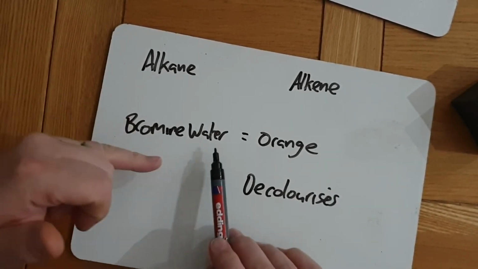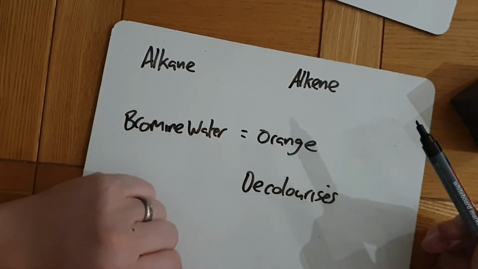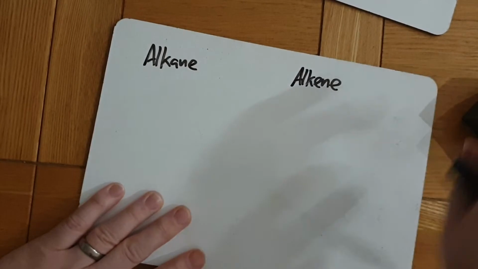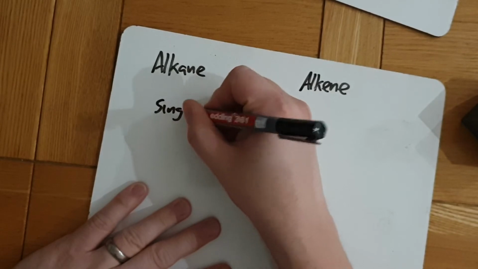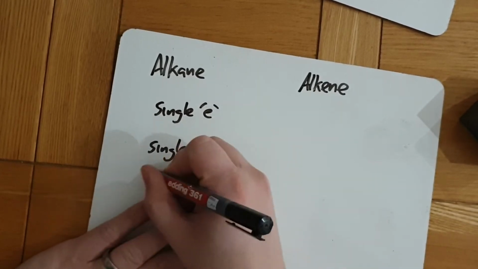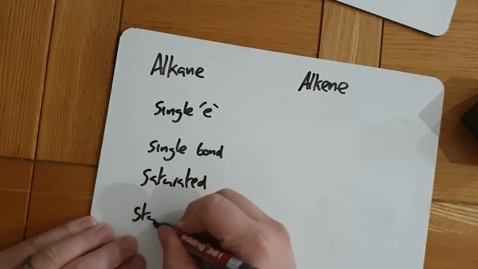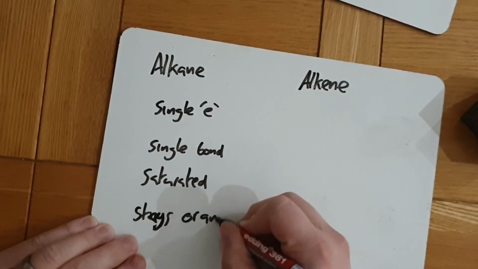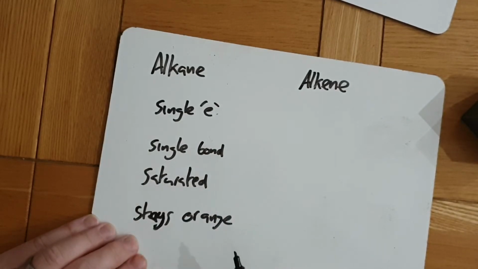So if you add bromine water to an alkane, it stays orange. If you add bromine water to an alkene, it goes from orange to colourless. It decolorizes. So going back to the cheesy little trick to remember it, you've got alkane, single E, because they are single bond and they are saturated. And if you add bromine water, it stays orange. Single E, single bond, saturated, stays orange.